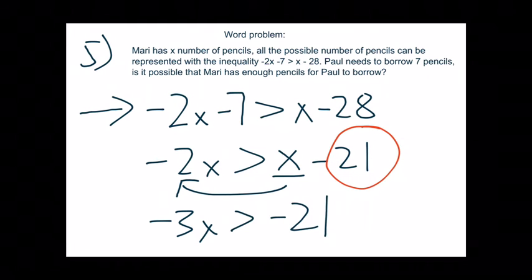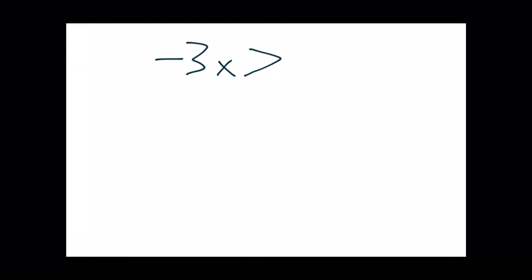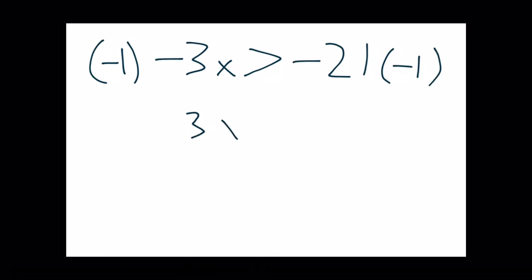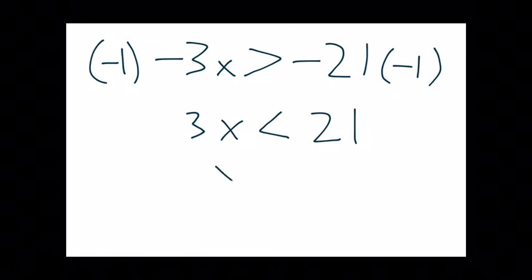Okay, I'm going to move on to the next slide. So just copy it down. This is what we have so far. -3x is larger than -21. Now we multiply by -1 on both sides, and we get 3x is smaller than 21. Then we can divide by 3 on both sides and get x is smaller than 7.